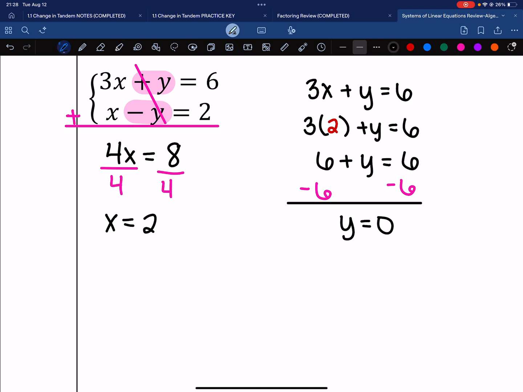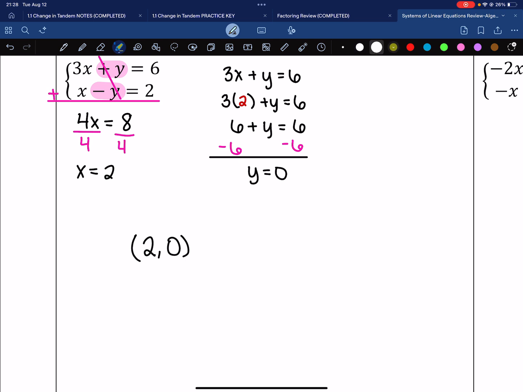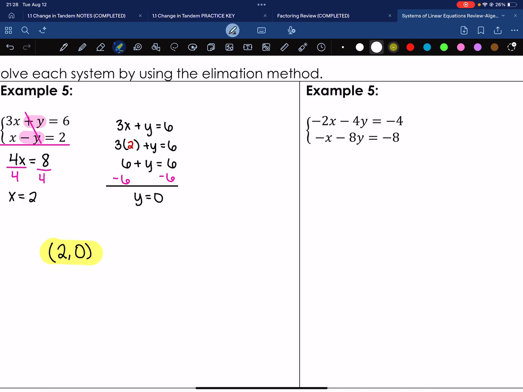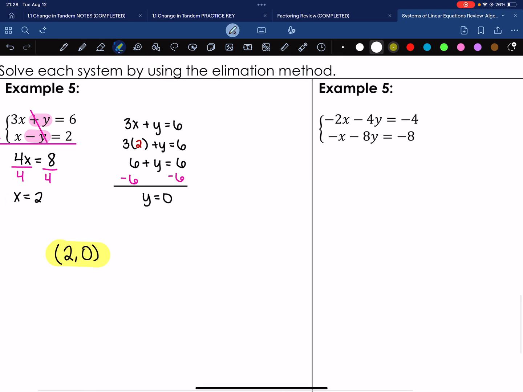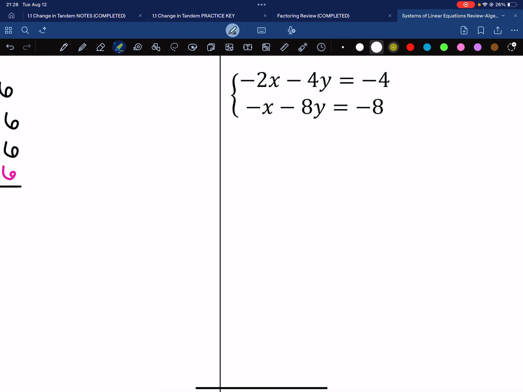And so now we can write our solution. Our solution is 2, 0. X's go first, y's go second. Okay. Now, if we look at the second example that I have, notice that there's not anything that looks like it's going to cancel right off the bat.